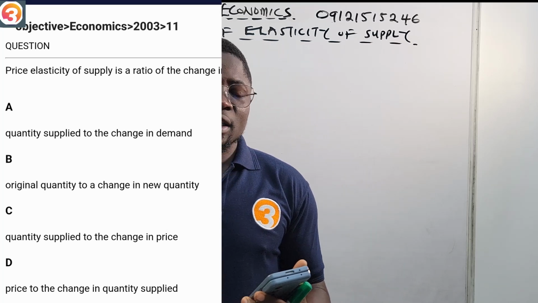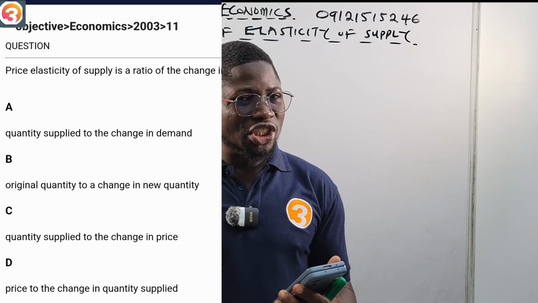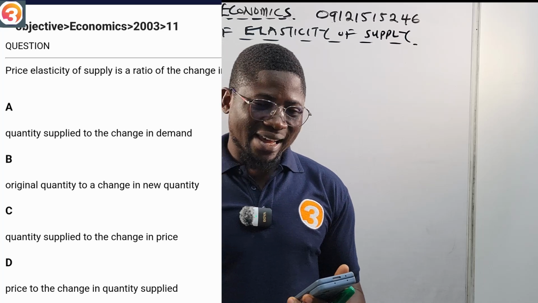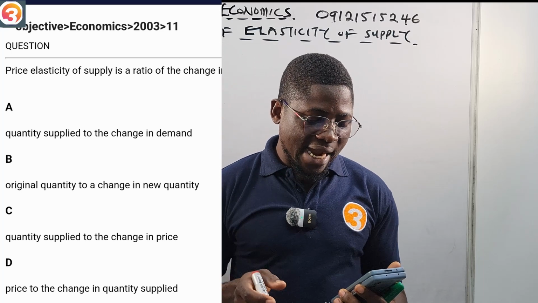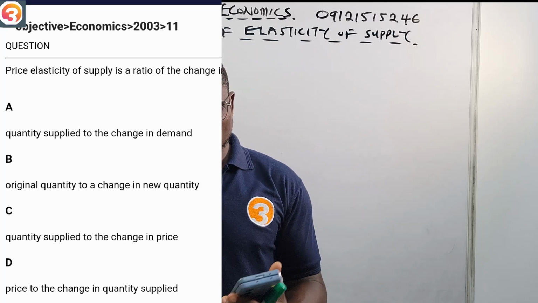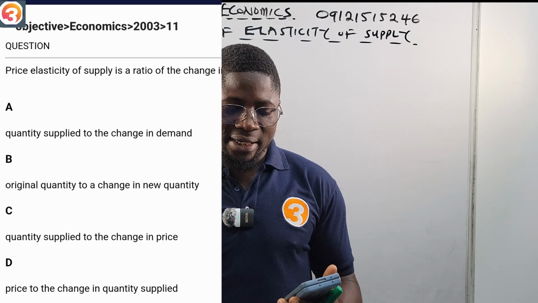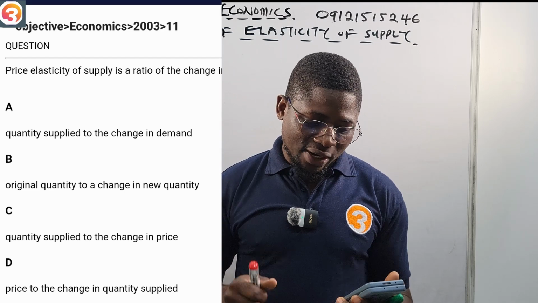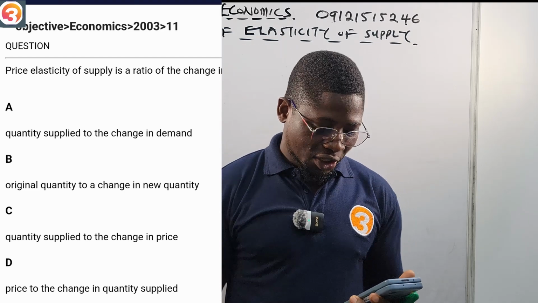C says change in quantity supplied to change in price. Is that correct? Very, very correct. D says price to the change in quantity supply. It's not price over quantity supply, it's quantity supply over price. That's why option C is correct and option D is wrong.